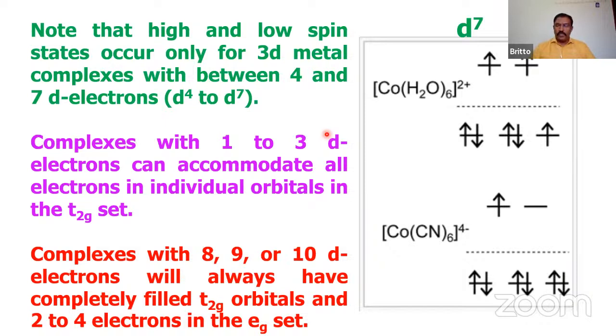So D electron configuration, if it is 1, 2, 3, they are going to form high spin, no matter what type of ligand. If the D electron configuration is D4 to D7, that is 4, 5, 6, 7, only these D configurations, high spin and low spin complexes are possible. And if the D configuration is 8, 9, 10, then all the T2G level will be completely filled, and the other electrons will go to the EG level.